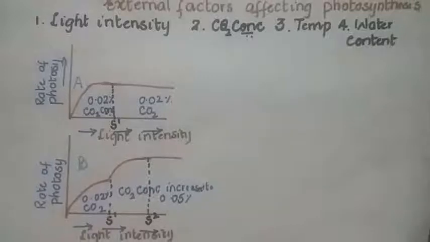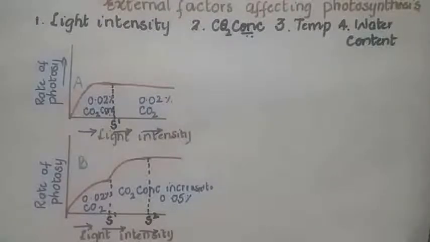Hello students, let us start with the next part of photosynthesis. There are certain factors found in the external environment, followed by those within the plant, which can be named the internal factors, that affect the rate of photosynthesis.